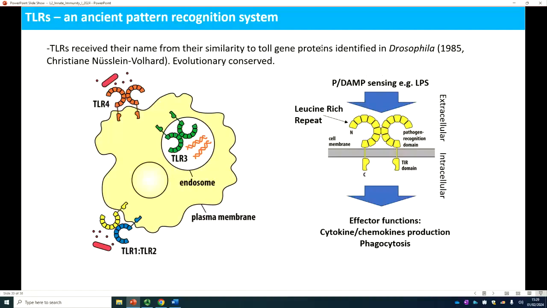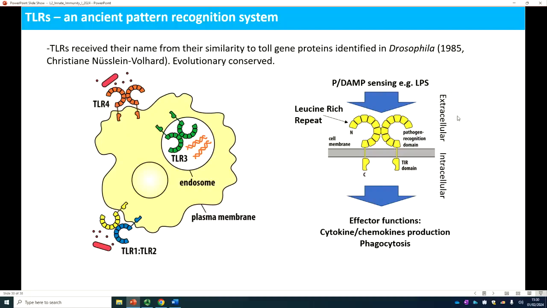So we first look at the TLRs. These are highly evolutionarily conserved, and they form an ancient pattern recognition system. Originally, they were discovered back in 1985 in Drosophila. We can see them on the surface of this cell here. They can be on the cell surface. They can also be found in endosomes. But essentially, their main function is to detect either the PAMPs or the DAMPs. An example of this would be detecting lipopolysaccharide on a pathogen.